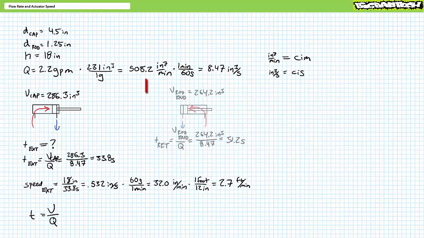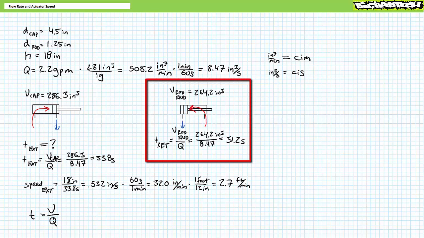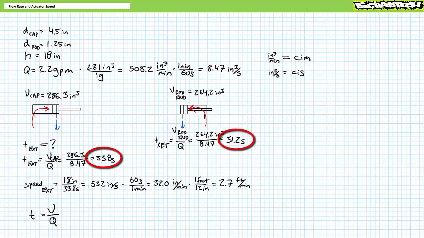Let's prove it. As we previously demonstrated, 2.2 gallons per minute is equivalent to 8.47 cubic inches per second. The volume of the tubular rod end at full retraction is roughly 264.2 cubic inches. Time is volume over flow rate. Substituting in our calculated values for the volume of the rod end in units of cubic inches and flow rate in units of cubic inches per second demonstrates the cylinder should fully retract in roughly 31.2 seconds. What did I tell you? At a constant flow rate, retraction time is less than extension because there's less volume to fill.